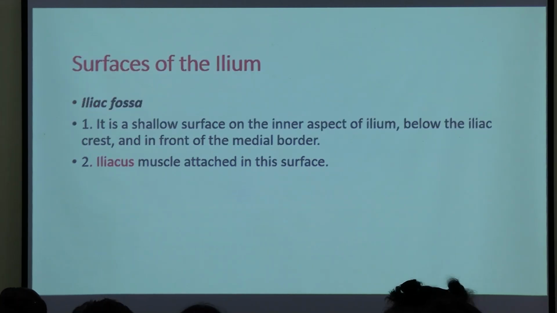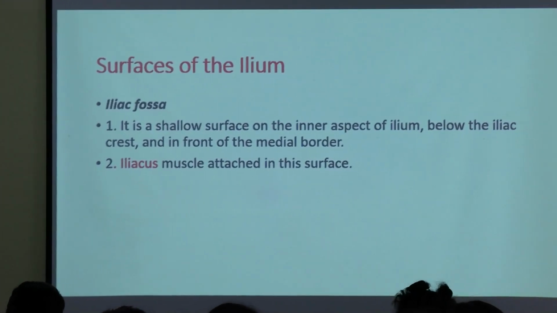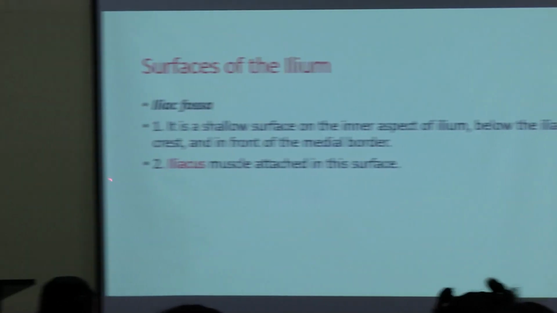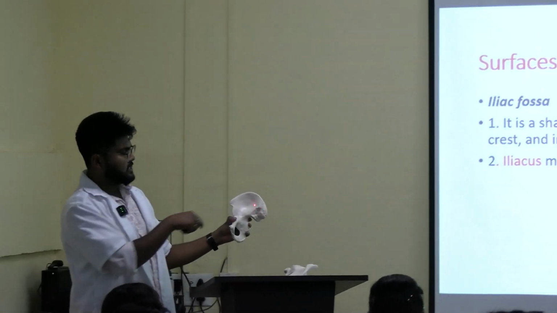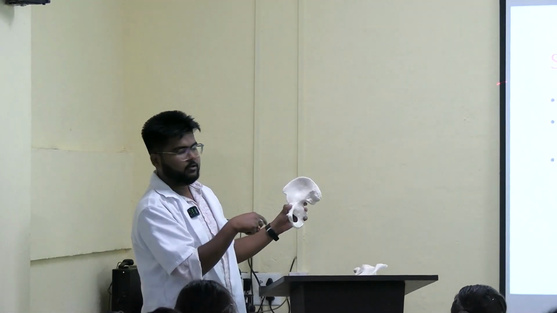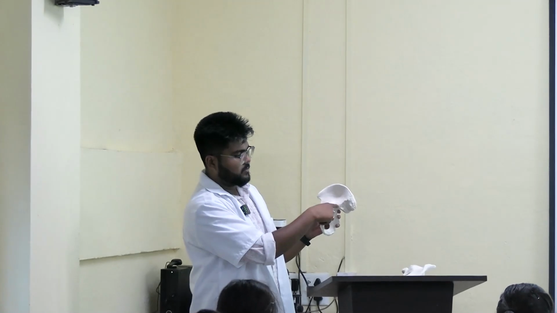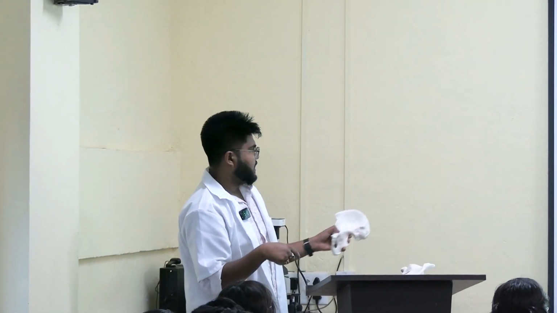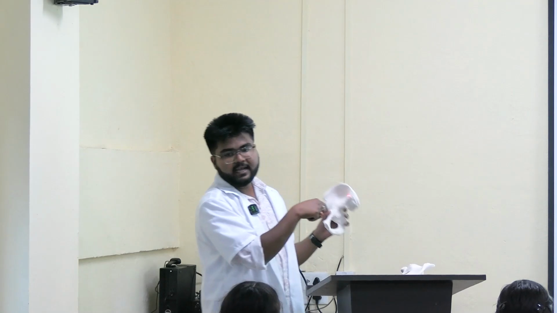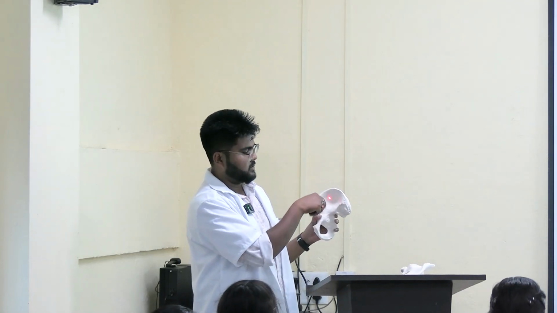Now the surfaces. So this is the iliac fossa. It is a shallow surface on the inner aspect of the ilium, below the iliac crest, in front of the medial border. And this is called the iliac fossa. So here the iliacus muscle is attached.